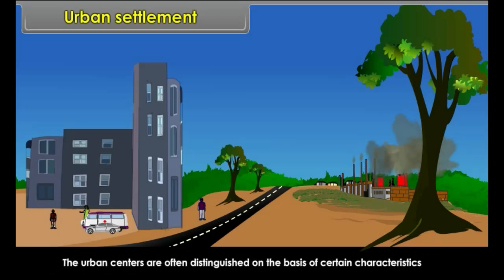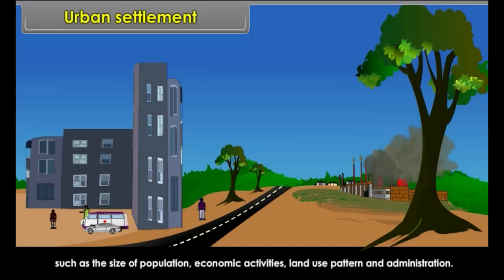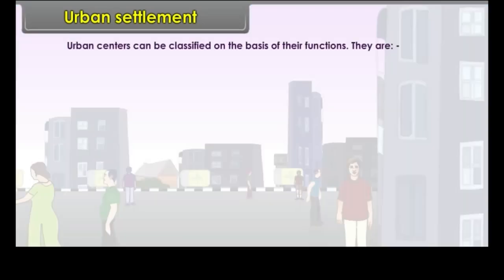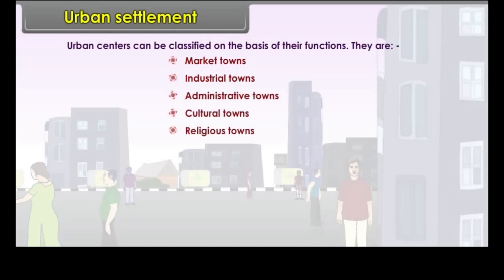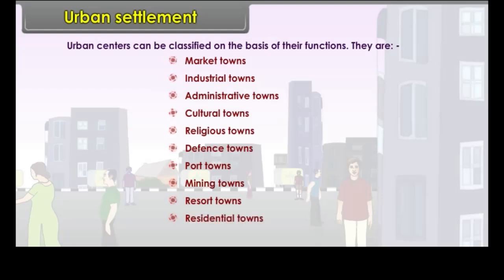Urban centers are often distinguished on the basis of certain characteristics such as the size of population, economic activities, land use pattern and administration. Urban centers can be classified on the basis of their functions. They are market towns, industrial towns, administrative towns, cultural towns, religious towns, defense towns, port towns, mining towns, resort towns, and residential towns.